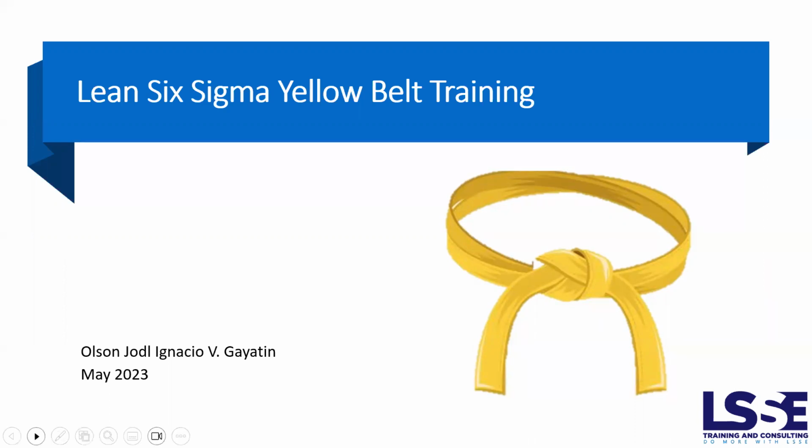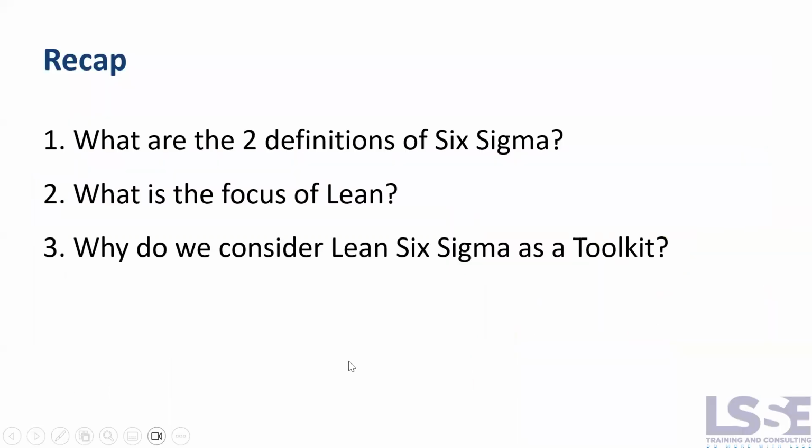Let me just go to the proceed button. So let's have a recap on the previous session that we have. Last time we defined what Six Sigma is, and there are two definitions. If you're able to say what those two definitions of Six Sigma are, anyone? Or you can put it in the chat box. If you remember, there are two definitions of Six Sigma. I'll give you probably 30 seconds to write it down in the chat box.